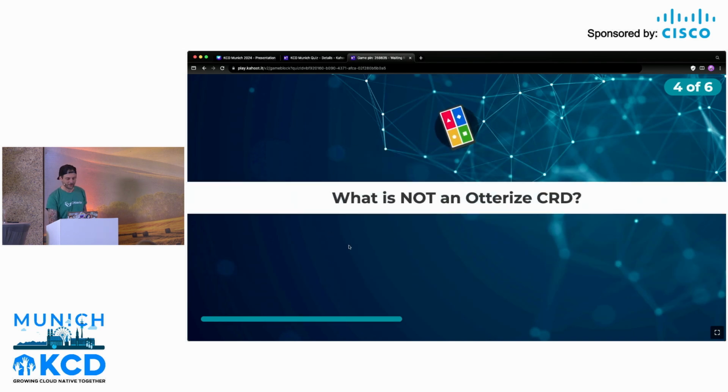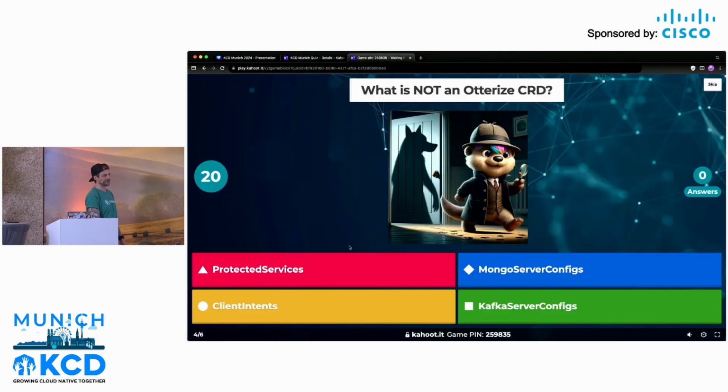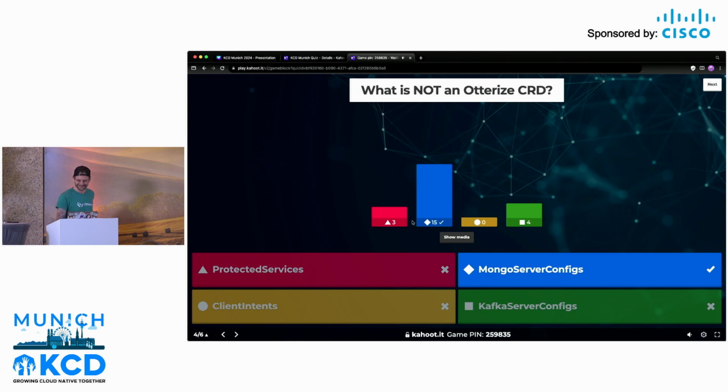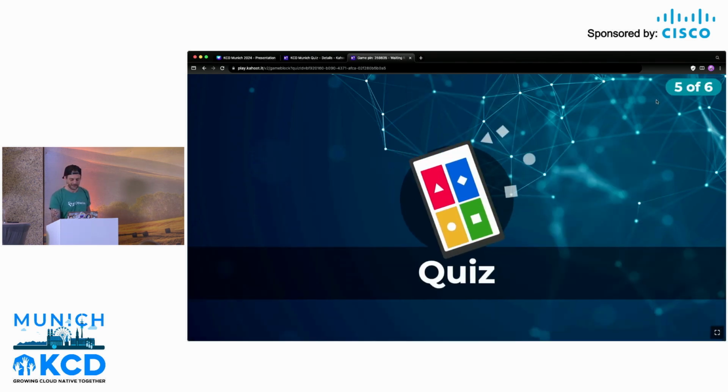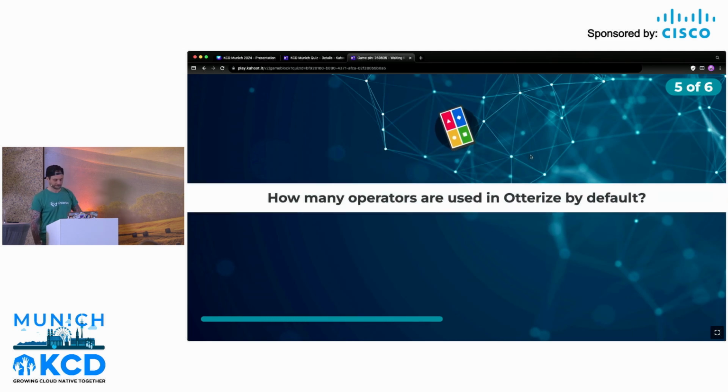Next one. What is not an authorized custom resource definition? Protected services, client intents, Kafka server configs, Mongo server configs. Should be easier. I show it on purpose. Don't copy. Okay, yeah, of course. Still the same. Oh, it's getting closer with Giving Octopus. Also, the faster you answer, the more points you get, right? Almost on time.